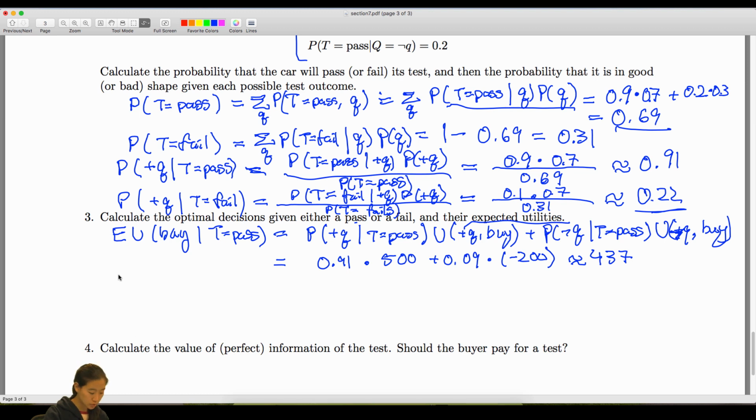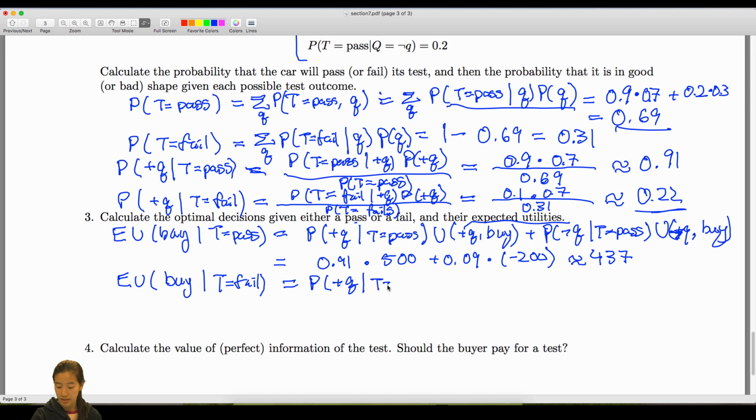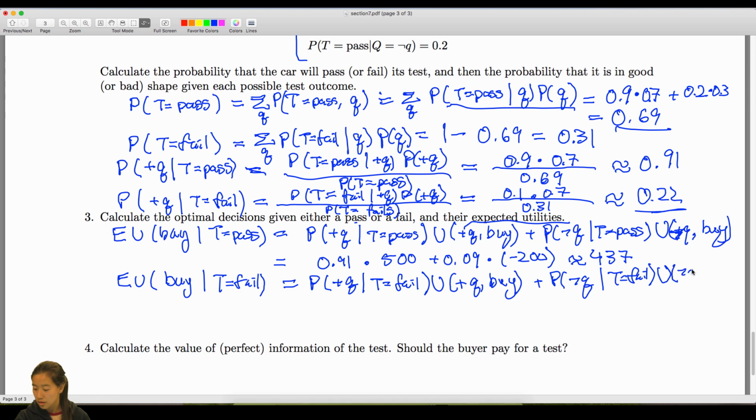But what if we choose the action buy given the test failed? Let's calculate for it. So this is plugging into a similar equation. We're going to get that these distributions change. The utilities don't change, but the probabilities of each of the respective ones are going to change. So we calculated this above. What is the probability of the good quality? We saw this one. It's going to be 0.22 multiplied by 500 again, because of the same utility.